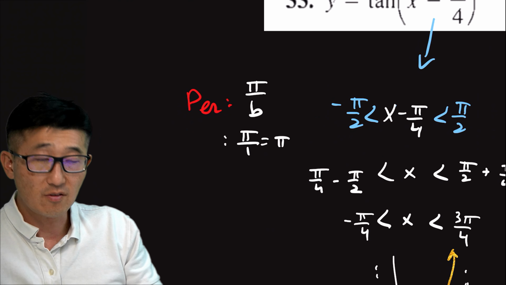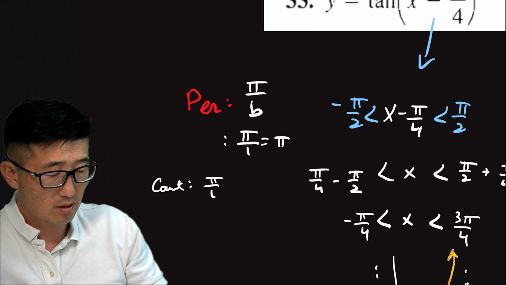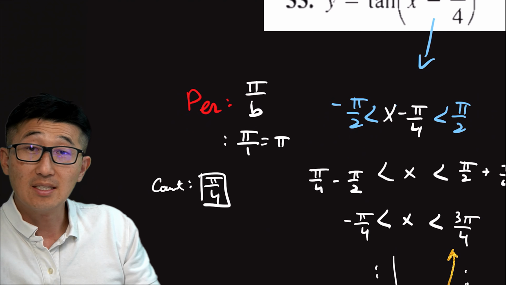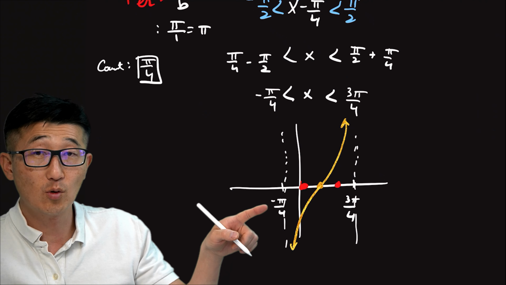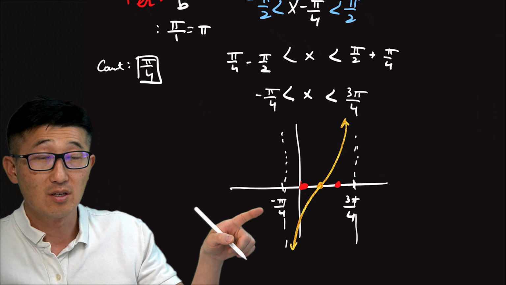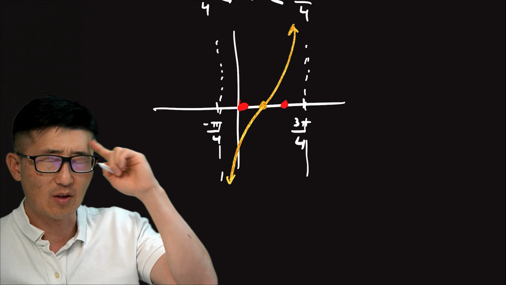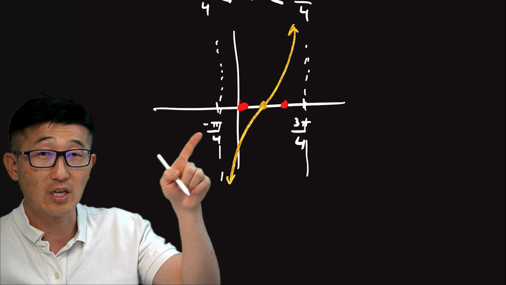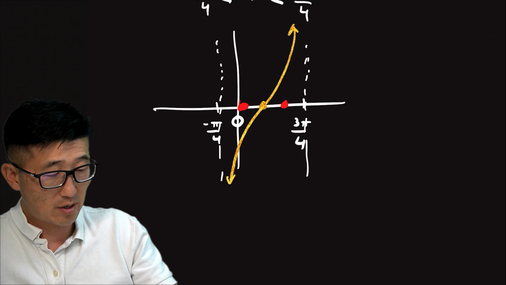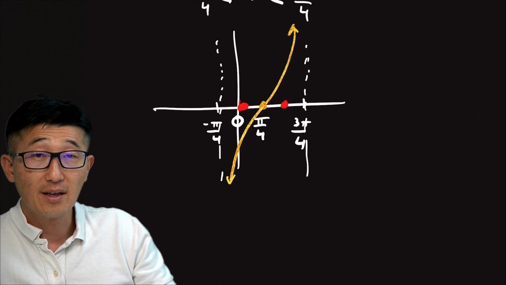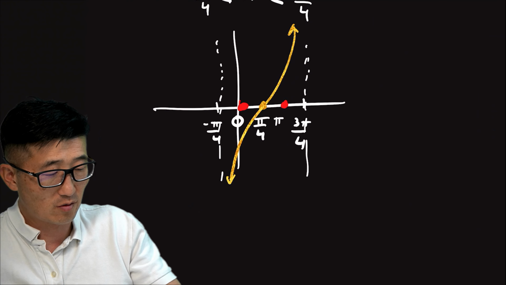Okay, take the period and divide by 4. So count will be pi over what? Pi over 4. That's it. So we're going to go to the leftmost number, which happens to be negative pi over 4, and just add pi over 4 again and again. If you add positive pi over 4 to negative pi over 4, you get 0. That's your second dot. Add another pi over 4, that's your middle. And then add another pi over 4, that's 2 pi over 4, which you could reduce to pi over what?